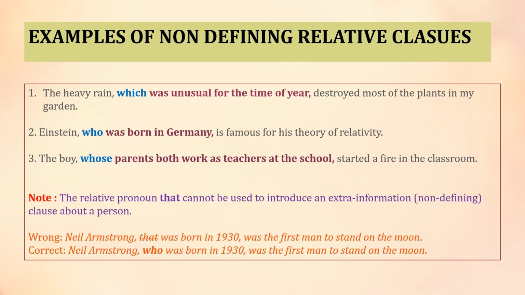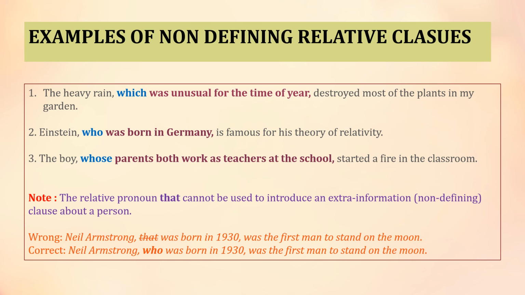In the summer, I am going to visit Italy, where my brother lives. Here, where is the relative adverb. It is stating about the place. So here where my brother lives is a relative clause. If we remove this relative clause, the remaining sentence has its meaning: in the summer, I am going to visit Italy.